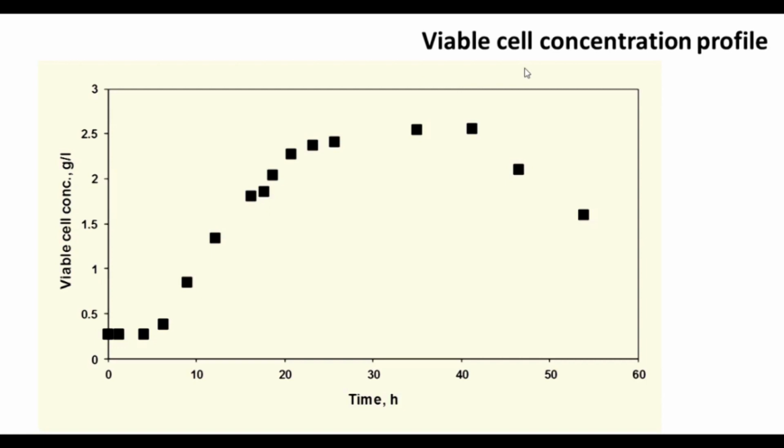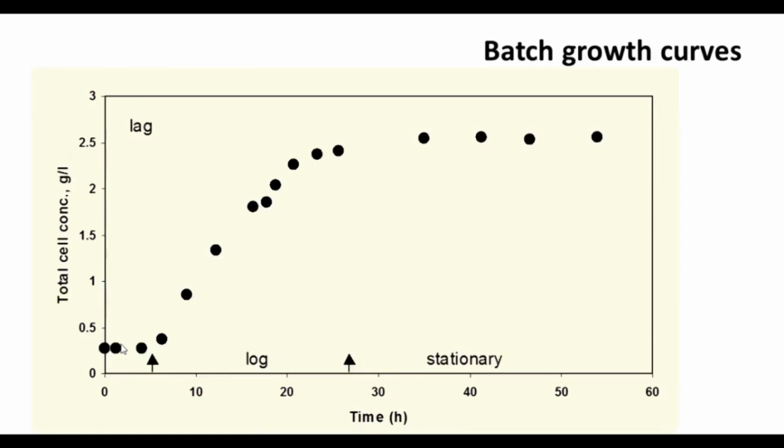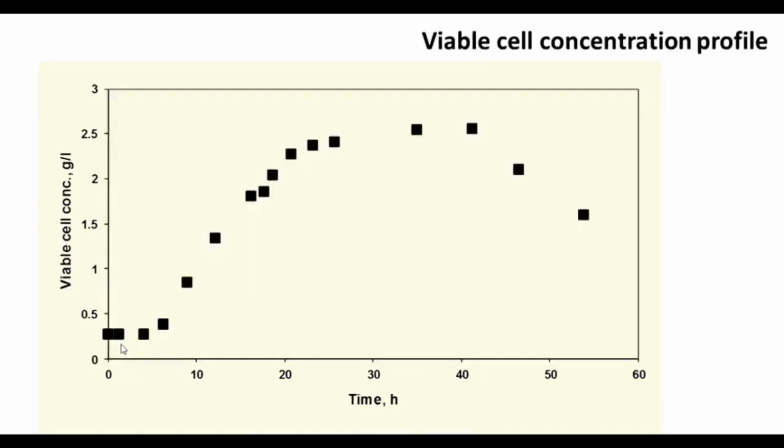In slight contrast, let us look at the viable cell concentration profile for the same organism. The viable cell concentration in gram per liter is given here, time in hours. This is total cell concentration. The scale is pretty much the same, 0 to 3. Here again 0 to 3. But this is viable cell concentration. This was most likely obtained by the plating method.